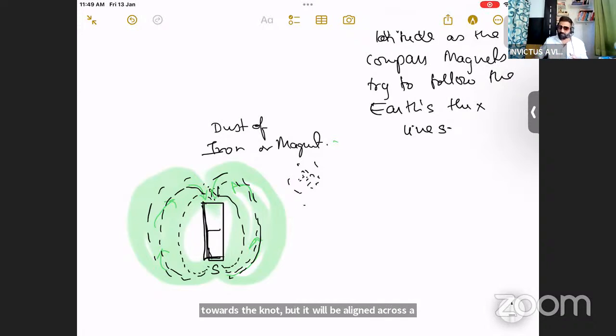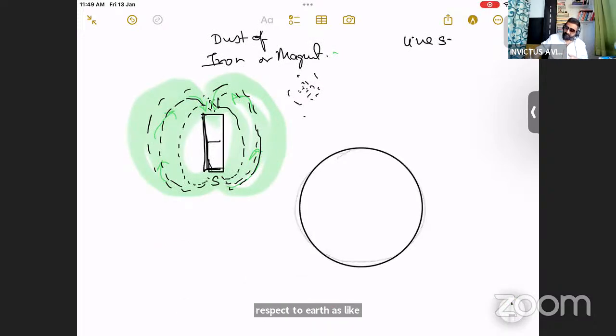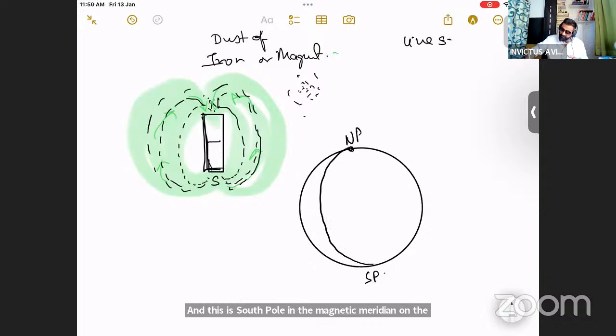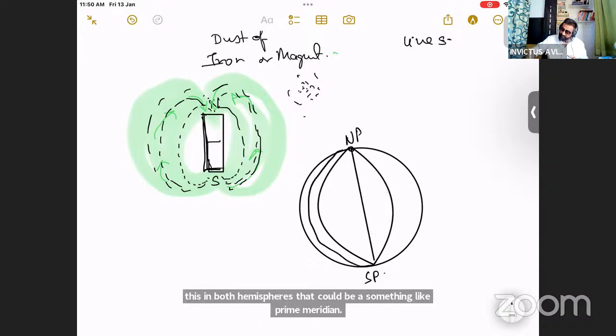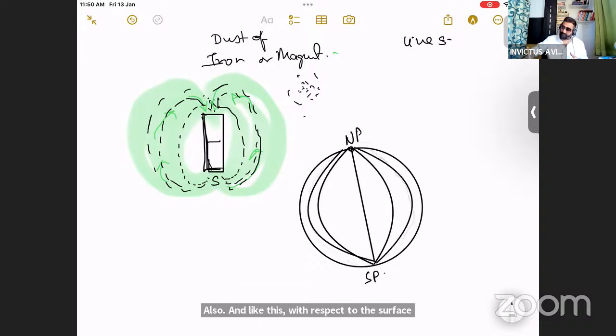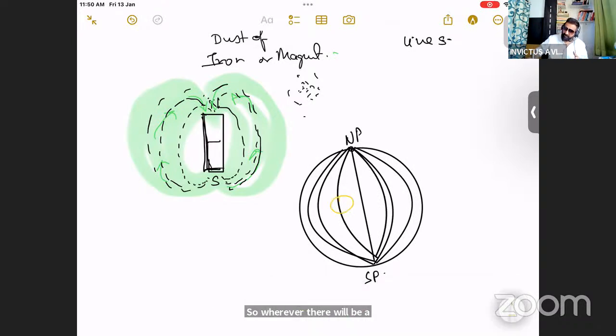A magnetic meridian can be said with respect to Earth as like this. If this is North Pole and this is South Pole, then the magnetic meridian on the surface of the Earth could be said to be existing like this in both hemispheres. There could be something like prime meridian also, and like this. With respect to the surface of the Earth, like this, to understand. So wherever there will be a compass, like this, the needle will try to align itself along with the magnetic meridian, pointing towards the North Pole with respect to the laws of attraction and repulsion.